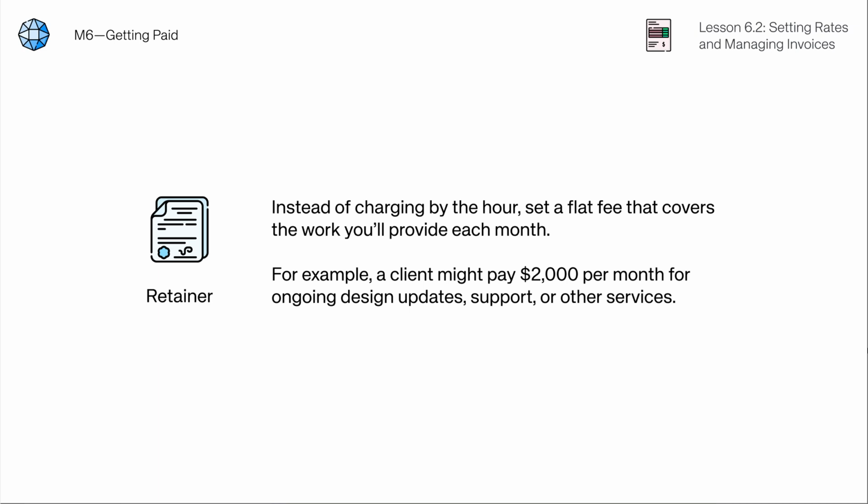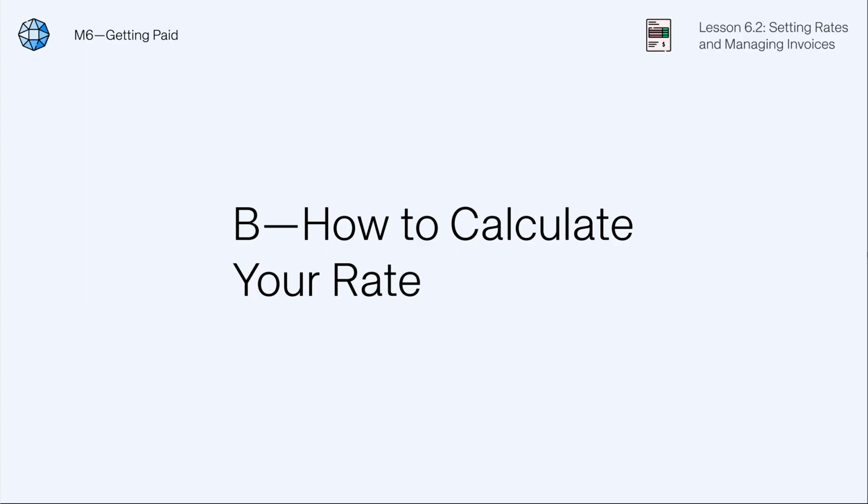And then the fourth model is a fixed monthly retainer. A fixed monthly price gives clients ongoing access to your services while ensuring predictable income for you. Instead of charging by the hour, set a flat fee that covers the work you will provide for each month. For example, a client might pay $2,000 per month for ongoing design updates, support, and other services. And this is a model that lawyers and accountants use a lot in order to offer ongoing services. So this approach works well for clients who need regular work and prefer a consistent monthly cost over fluctuating hourly fees.